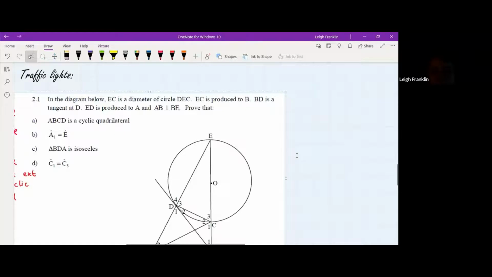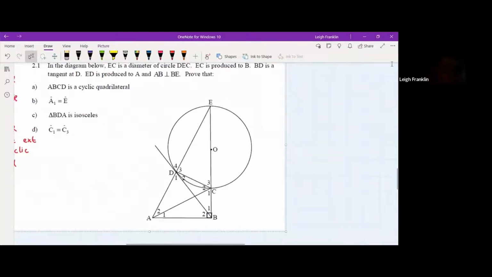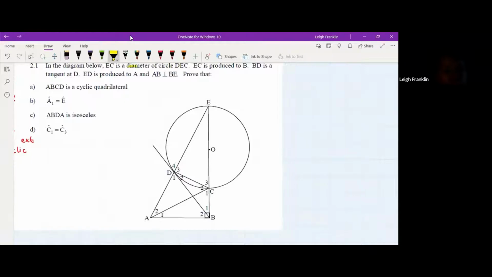All right, so in the diagram below, it tells us that EC is the diameter of the circle. So straight away, if a line is a diameter, what does that mean for us, matrix? Which angle is 90? D3. Lovely. Okay, so that means that D3 has to be equal to 90. I'm just popping that on the side. Okay, because of angle in a semicircle.